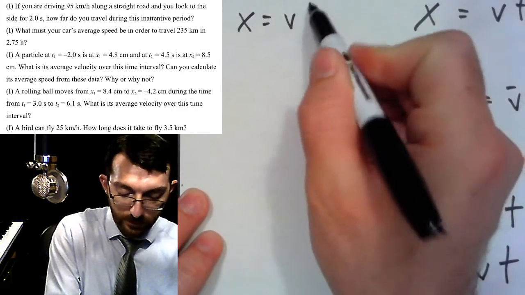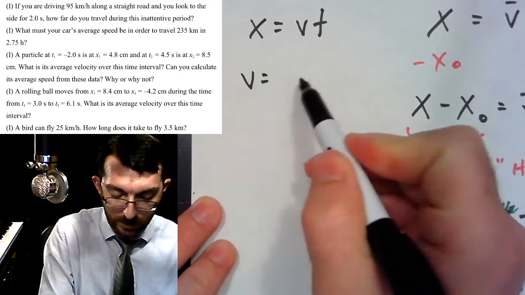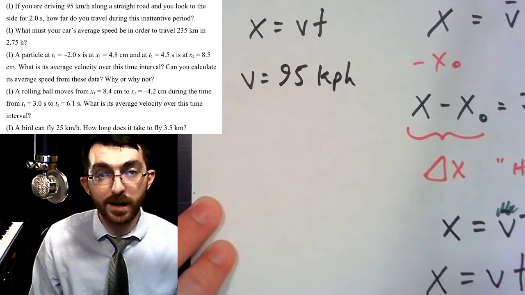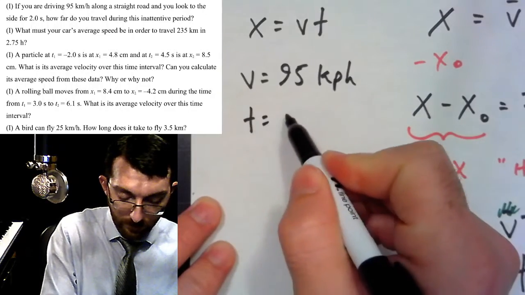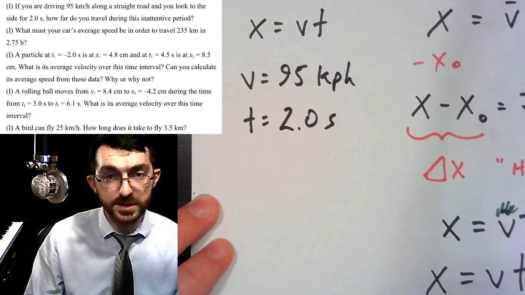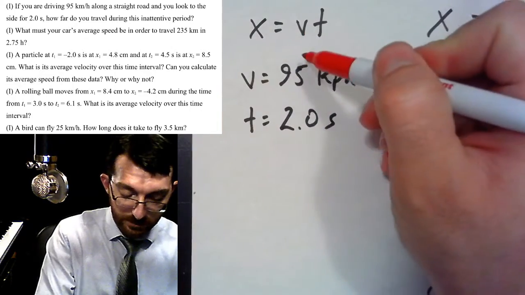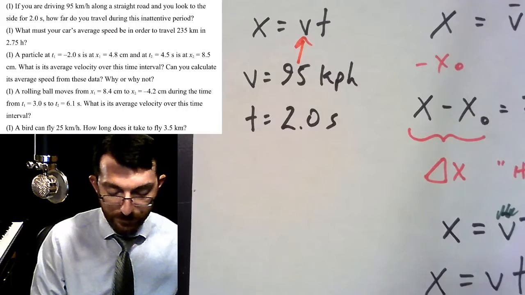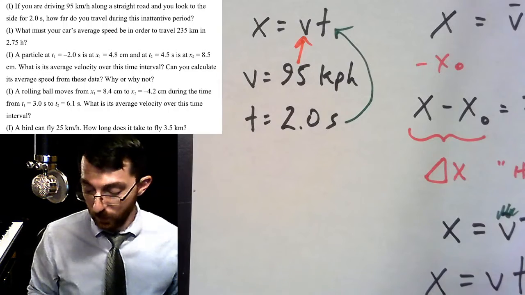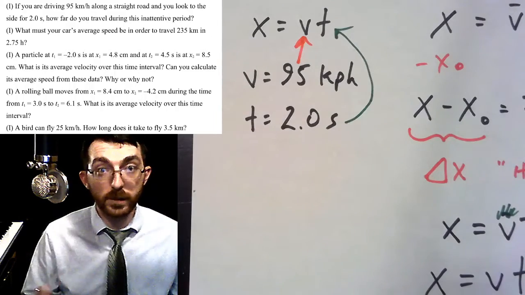Starting over here, so I can work vertically. X equals vt. According to the problem, v equals 95 kilometers per hour, and the time is 2 seconds. You'll note that both of them are given with 2 significant digits. Well, the first most obvious thing you might think to do is, let me just substitute 95 in for v and 2.0 in for t. If you did that though, you'll end up with the wrong number because the units don't agree. Here's how it would look fully written out like that.